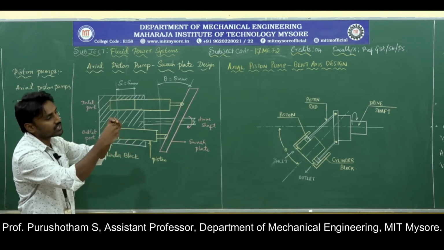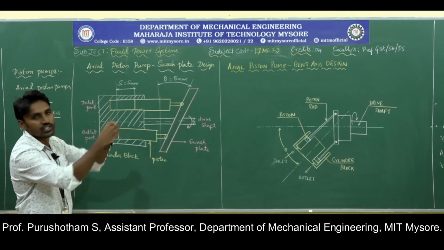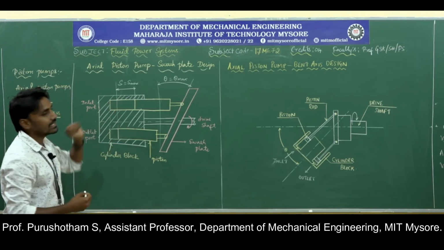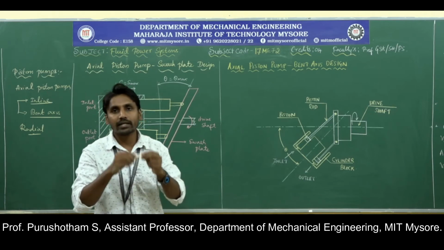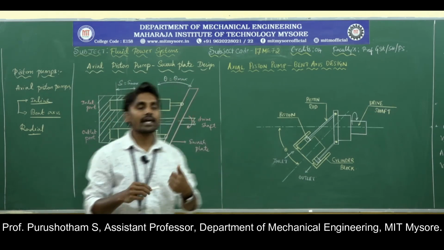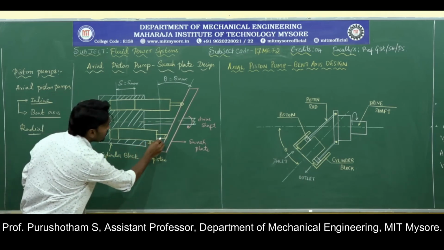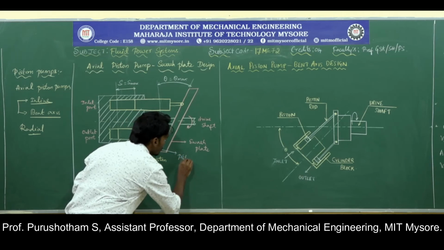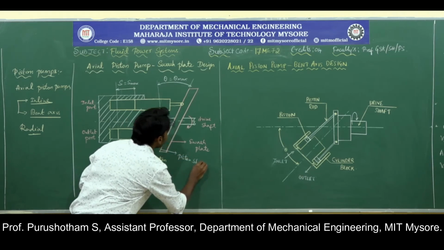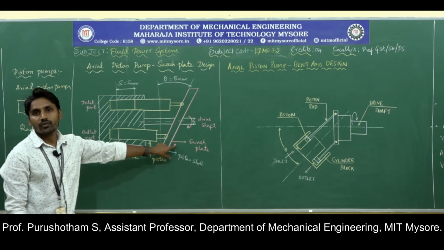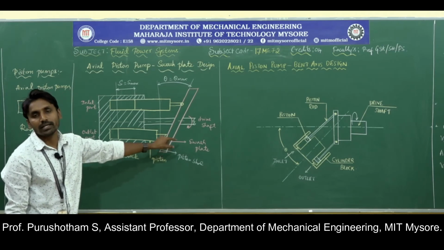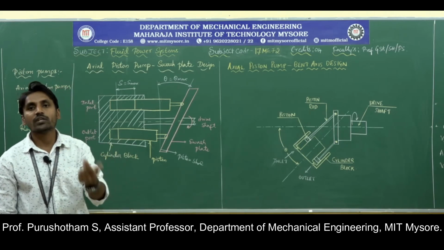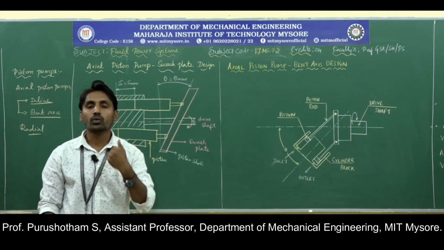Around the cylinder block, the pistons are arranged around the circumferential periphery. Here, either the cylinder block can rotate or the swash plate can rotate. The piston rods are connected to the piston shoe, which is interconnected to the swash plate. Either the cylinder block or the swash plate can rotate, which will cause the piston to reciprocate to and fro.